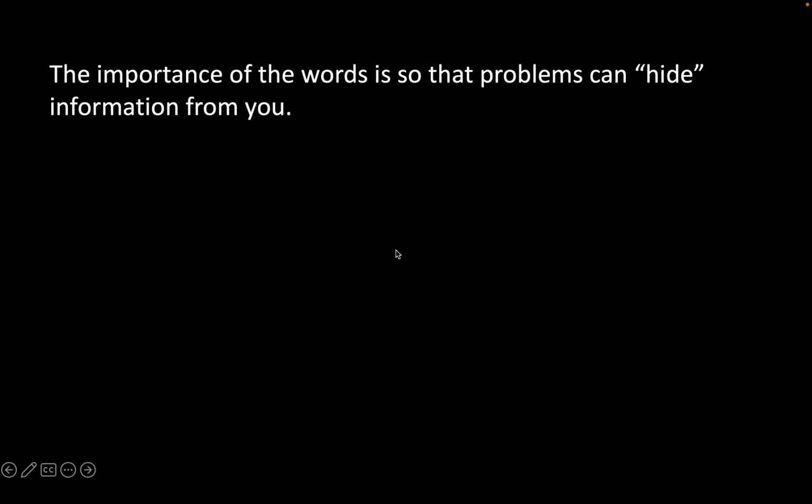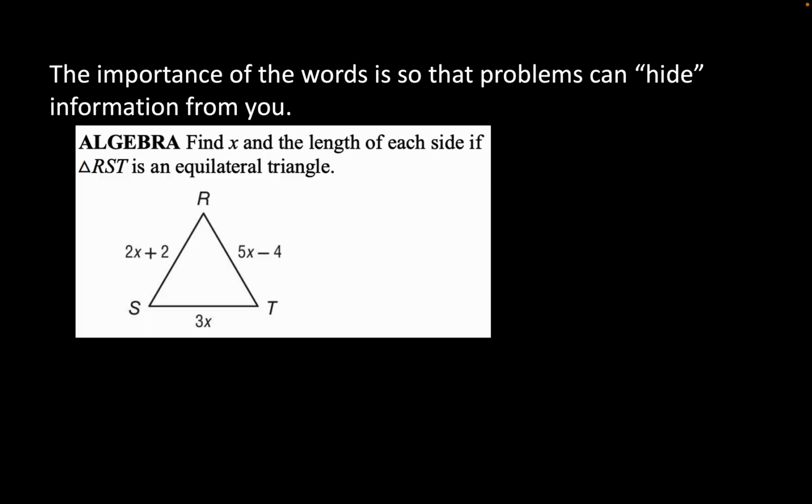All right. So the importance of the words in this problem is so they can hide information from you. For example, a couple of algebra problems that I'll go through before I wrap this up. They'll ask you to find x and the length of each side. They'll say it's an equilateral triangle. Again, the word equilateral means that every side is equal. If we know that every side is equal, then we know we can take two of these sides, this side here, which is represented by 2x plus 2, and we can set it equal to 5x minus 4.